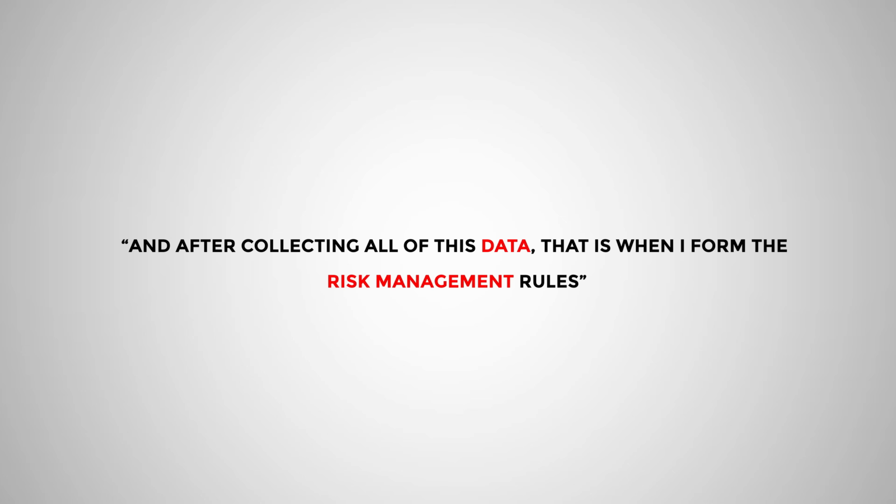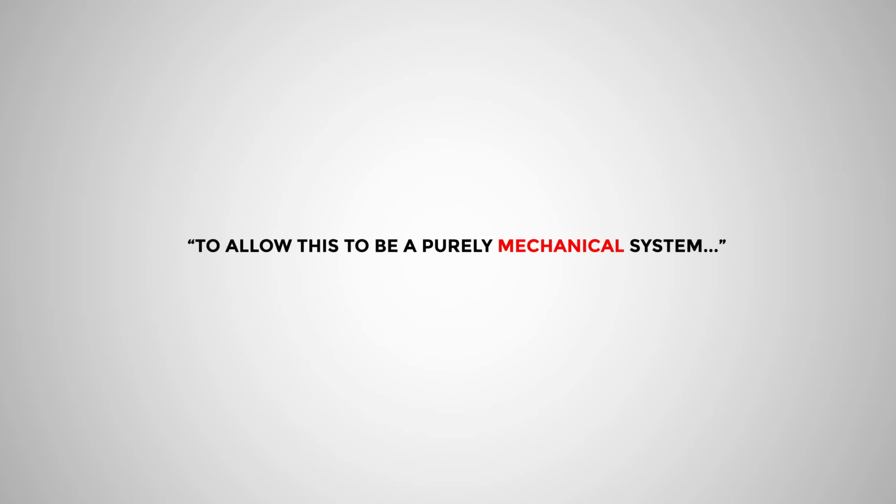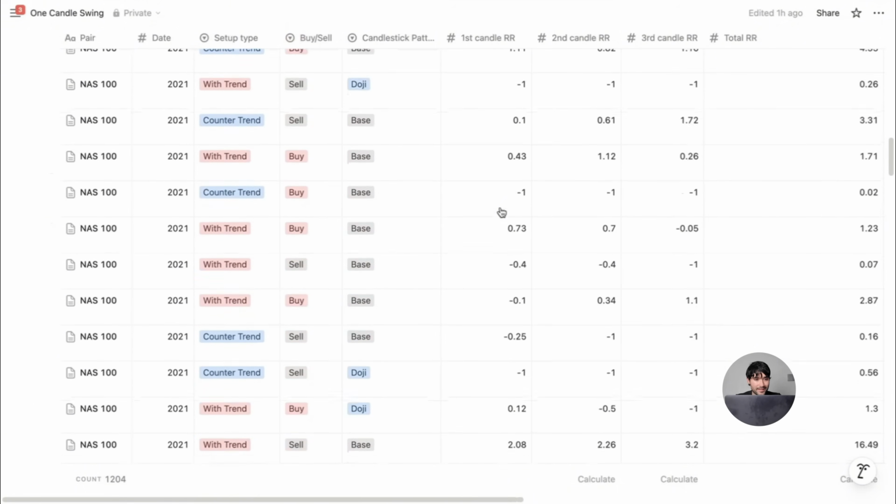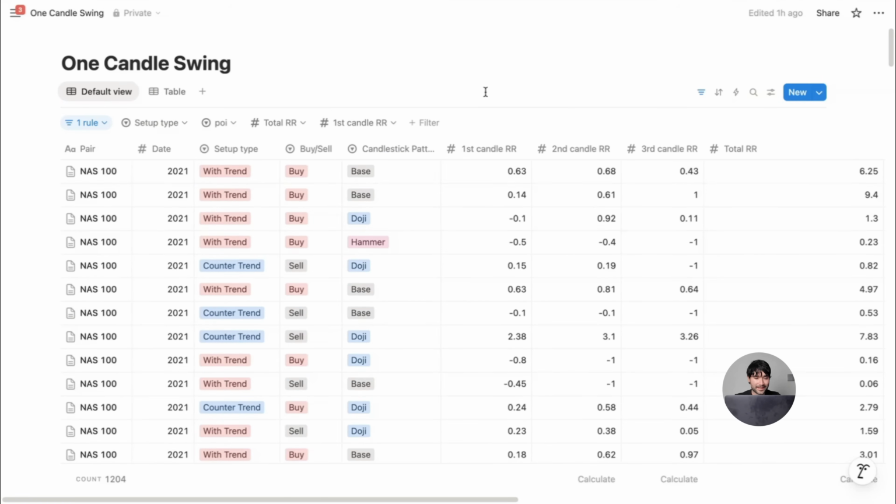And after collecting all of this data, that is when I then formed the risk management rules to allow this to be a purely mechanical system. And as you guys can see, I have plenty of trades to back up the data. And in this breakdown today, followed by the backtesting session, you guys are gonna learn exactly how this works.